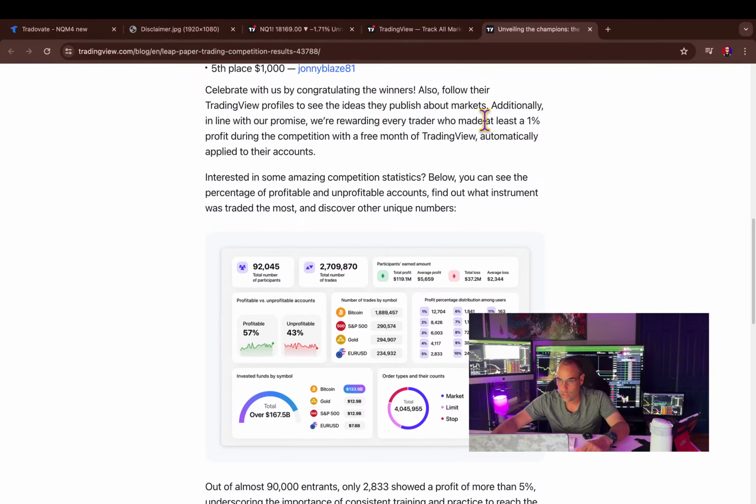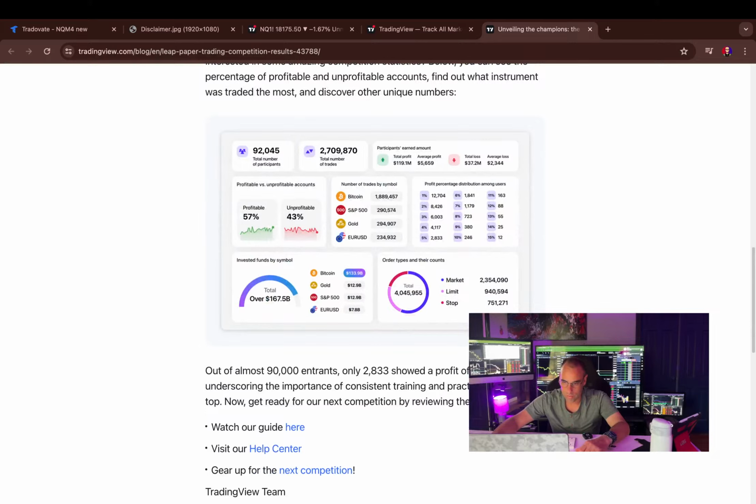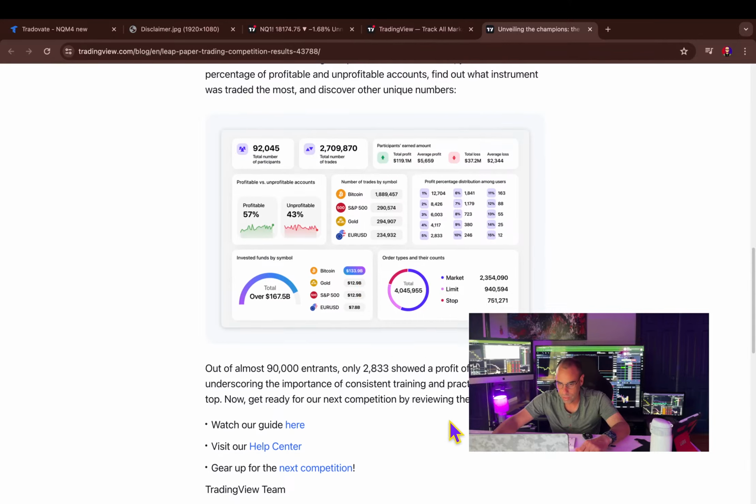We're rewarding every trader who made at least 1% of profit during the competition with a free month of TradingView. They're not gonna give 90,000 free subscriptions. How many people got to 1%? Probably not a lot. And then check this out. These are really interesting data, but honestly, I don't know exactly what it all means. It's a little bit confusing to me. I think if I had more information about it.